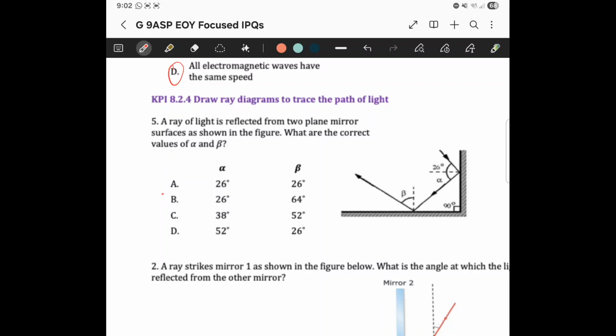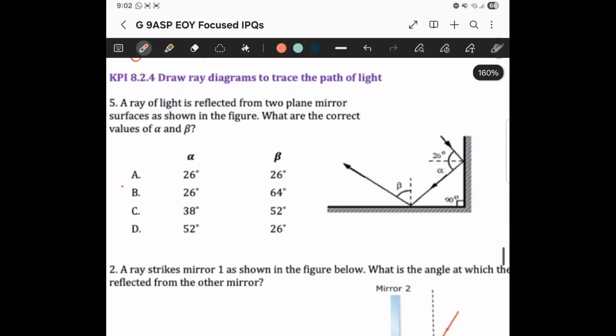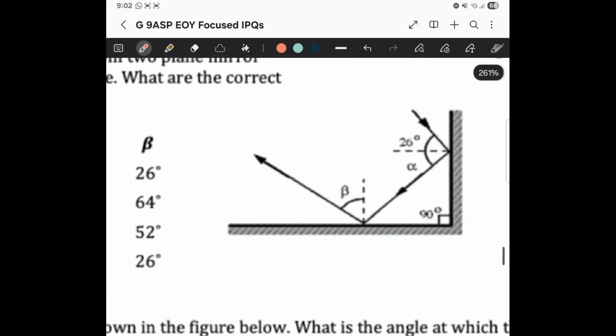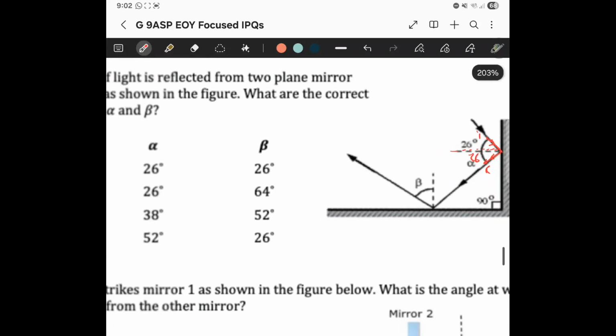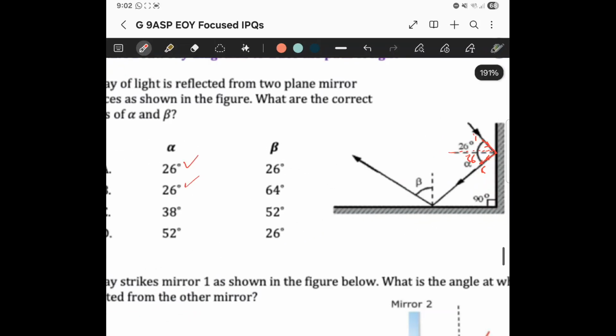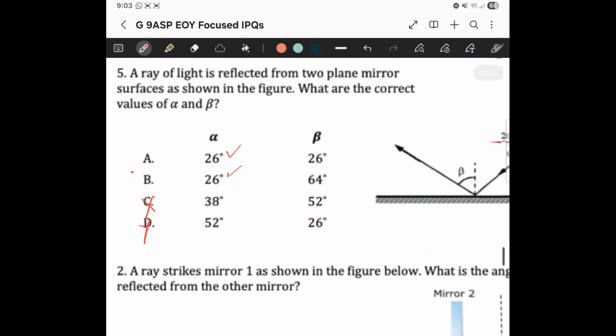Alright, so next we're going to move on to ray diagrams. So that is going on to light and stuff. So let's do the ray diagrams questions. This is a good question. So in this case, you need to find alpha and beta. Well, this is the law of reflection. Incident angle is equal to the reflected angle. And this is the normal. All angles are taken from the normal. If that's 26, that's 26. Already, I know this is 26 and 26. C and D are wrong.